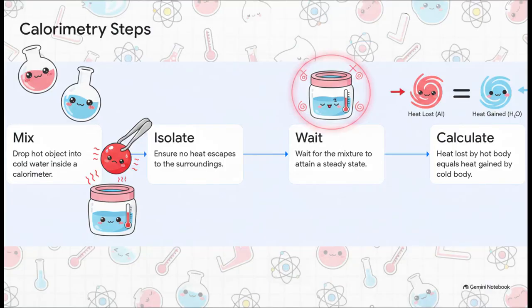And we can actually measure this specific heat capacity right in a lab using a process called calorimetry. It's pretty straightforward. You drop a hot object, let's say an aluminum sphere, into a known mass of cold water inside an isolated container, which we call a calorimeter. Then you just wait for the temperature to stabilize, which is what we call reaching thermal equilibrium. Finally, because no heat escaped that isolated system, you calculate the specific heat using one core foolproof rule. The heat lost by the hot aluminum must exactly equal the heat gained by the cold water.